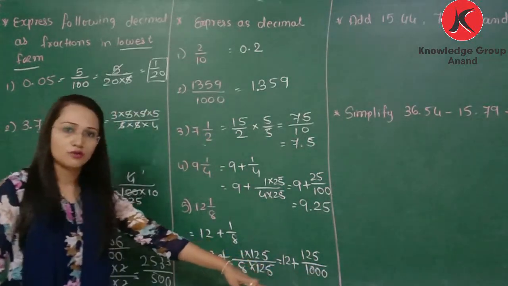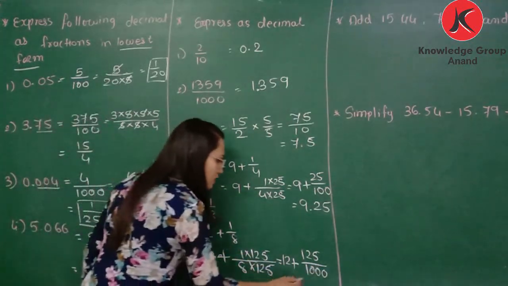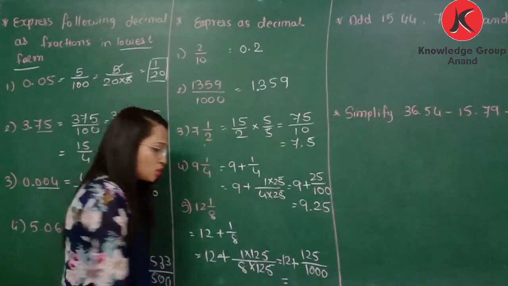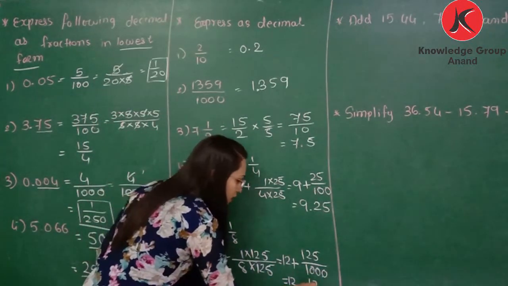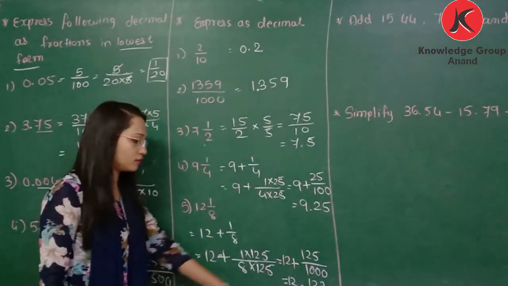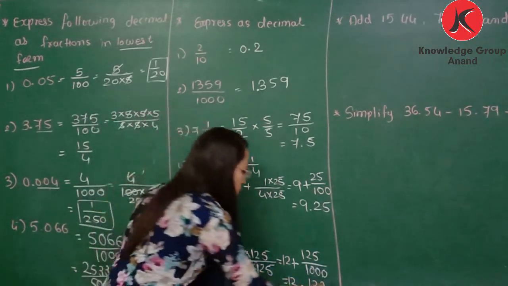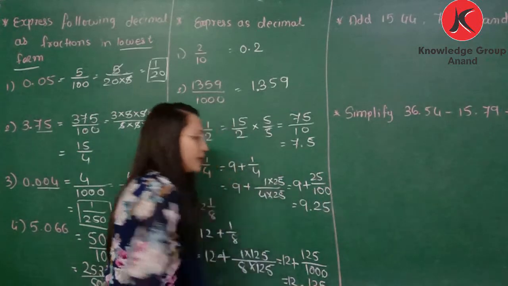125 8s are 1000. Now there is a 1000 in the denominator. So we can place the decimal point here and there must be 3 digits after the decimal point. So it is 12.125.